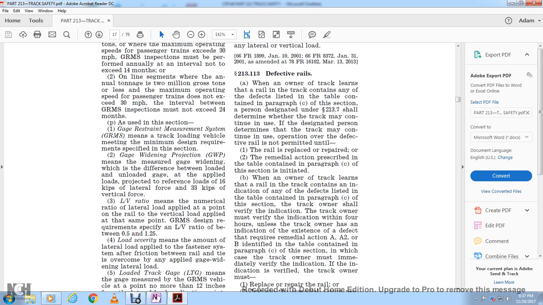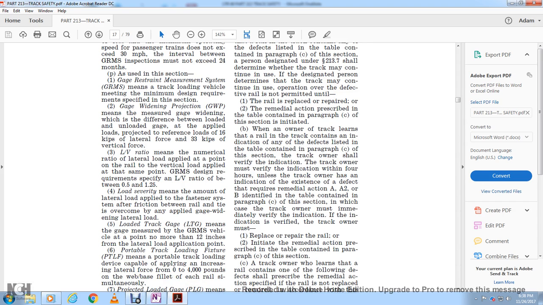As used in this section, the gauge restraint measurement system, GRMS, means the track loading fixture meeting the minimum design requirements specified in the section. Gauge widening projection, GWP, measures the gauge widening when the difference between the loaded and unloaded gauge and applied load is projected with reference to 16 kips of lateral force and 33 kips of vertical. The L/V ratio means the lateral load applied at the point of the rail to the vertical load applied at the same point of the gauge restraint measurement design, specifically with the L/V ratio between 0.5 and 1.25.